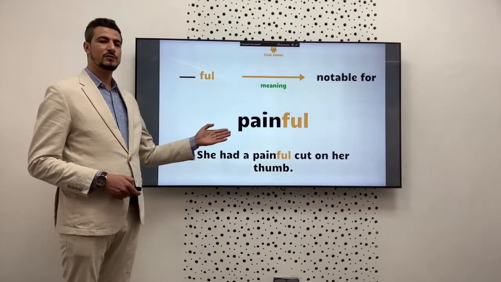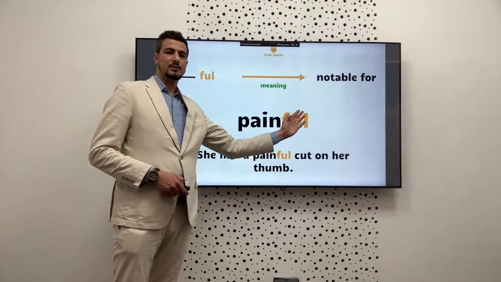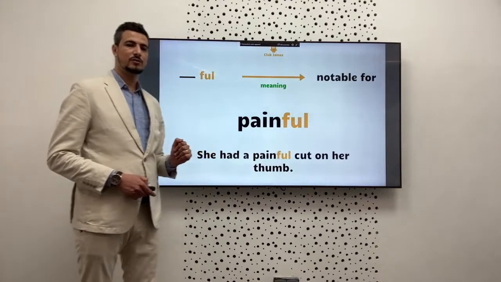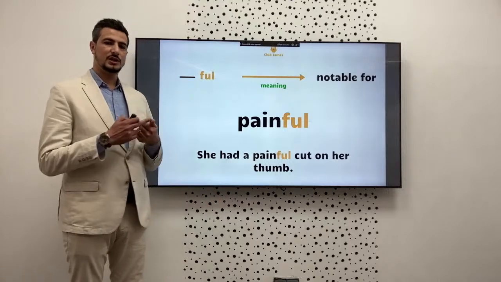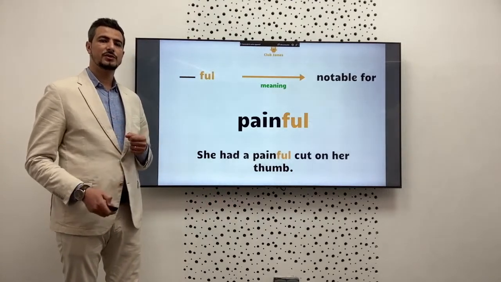Another example with full is painful. So here, pain, we add the suffix full and it becomes painful. She had a painful cut on her thumb. This is the thumb. She has a painful cut on her thumb.